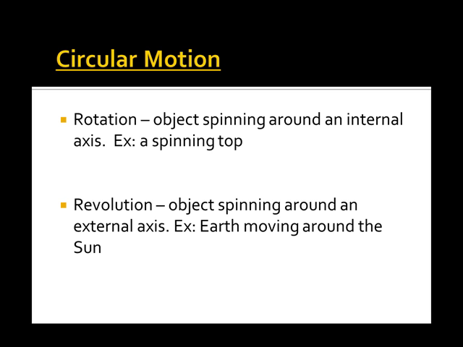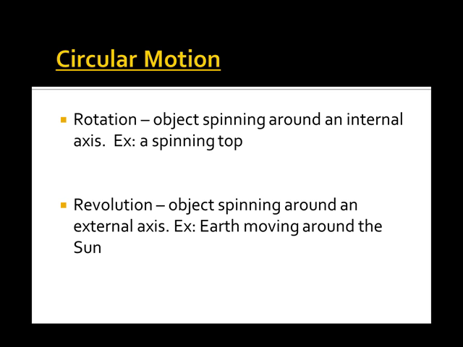We've got some definitions to begin with. We've got rotation and revolution. Now, these are two different things, and so let's just talk about the differences. Rotation is when an object is spinning around an internal axis. One example is a spinning top. All of the parts of the top spin around a point that's inside of the top. Okay, so they all spin around that center point.